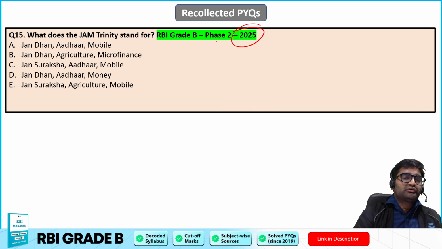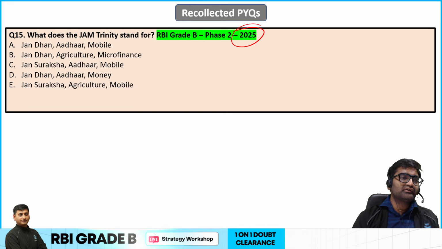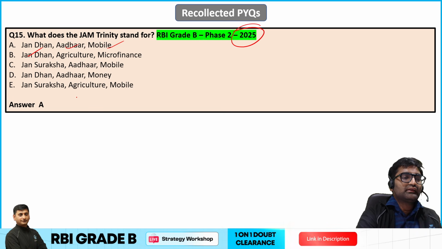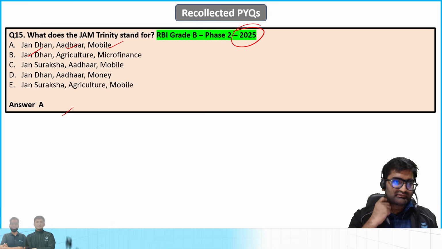So, RBI Grade B Phase 2 2025 question. Please let me know the answer to this. Yes, if you have answered Jandhan, Aadhaar, Mobile, absolutely the right answer. I have already explained this thing to you, right?